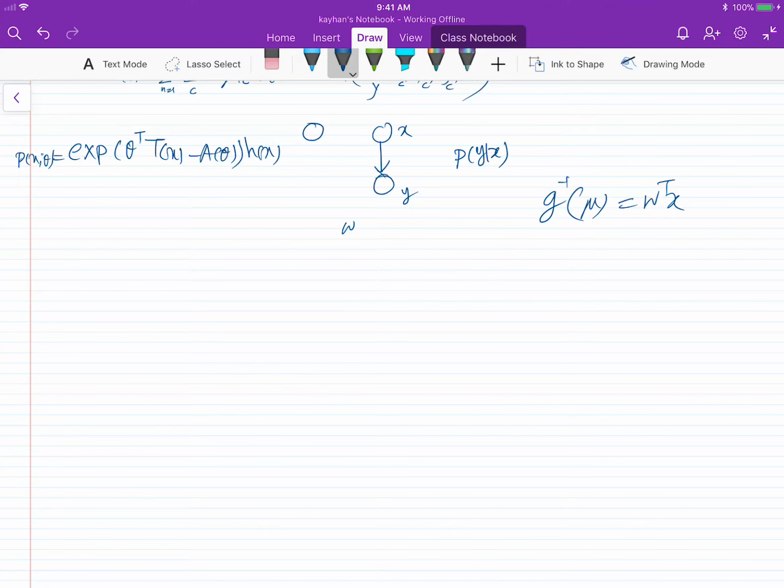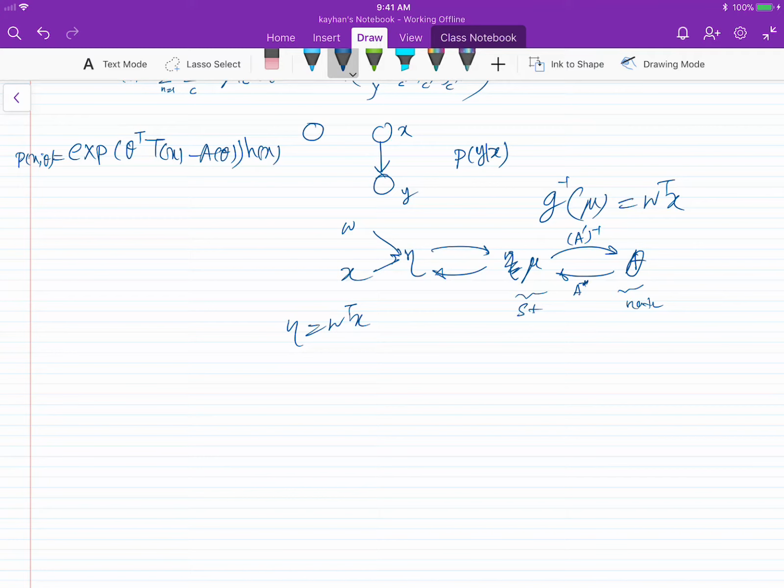We had this diagram with w, which is the parameterization, and x, which is what we are conditioning on, leading to eta, which is nothing but w transpose x, that is connected to the mean of this distribution. And the mean of this distribution is related to the parameters. So this was the natural parameter, and this was the standard parameter, and they are connected through A prime. Sorry, this is A prime inverse. We discussed this diagram last time.